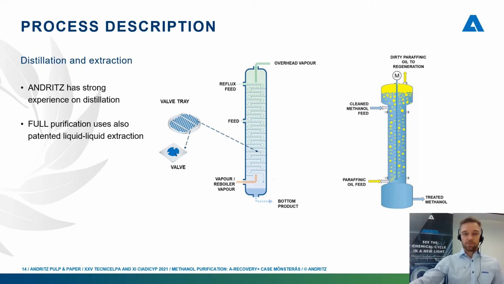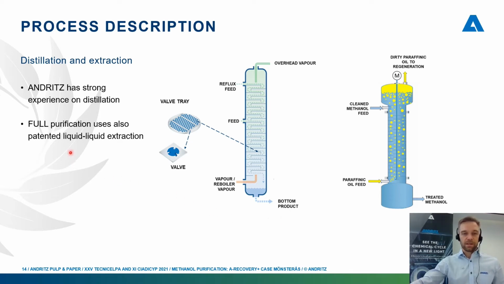This process is more or less all about distillation and extraction. There are 6 distillation columns or stripping columns and 1 extraction column. Andritz has already a long history and experience on delivering these distillation equipments for methanol liquefaction systems and full condensate stripping plants. So going into this methanol purification is a natural addition to our product portfolio.